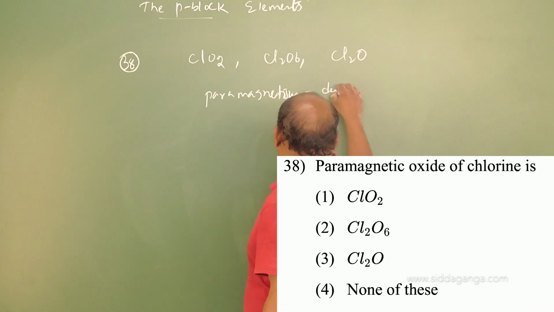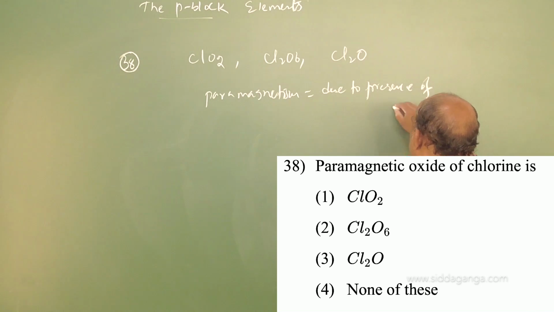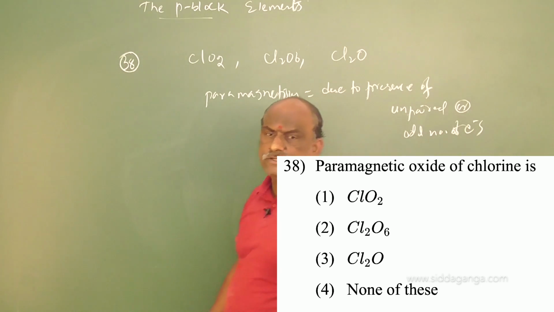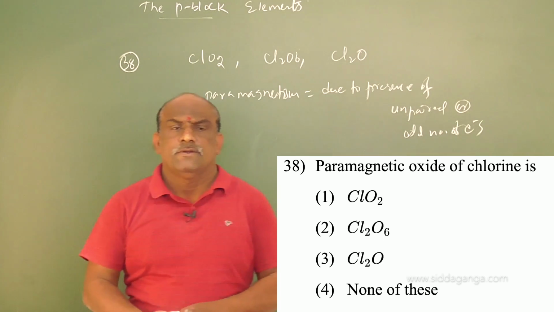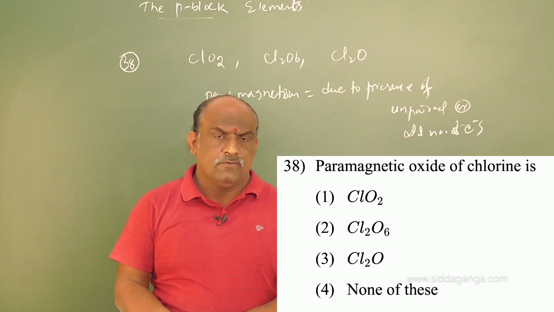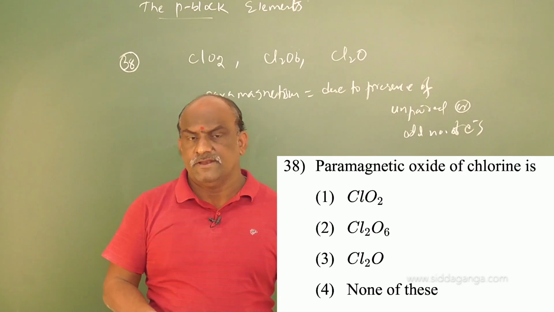Paramagnetism is due to the presence of unpaired or an odd number of electrons. If you find an odd number of electrons, the number of electrons is equal to the group number. Group 15 means 15 electrons, odd. Group 16, 16 electrons, is even.